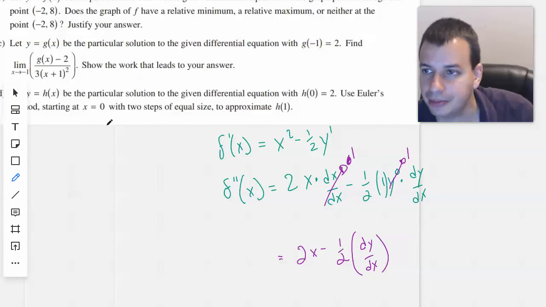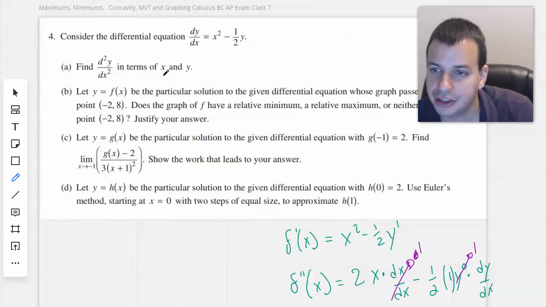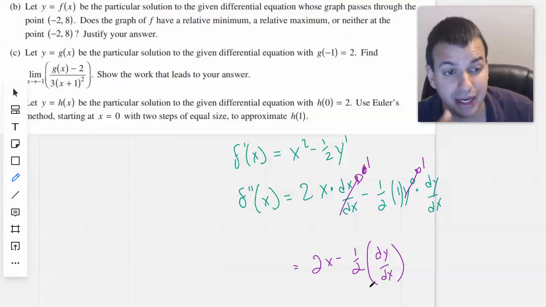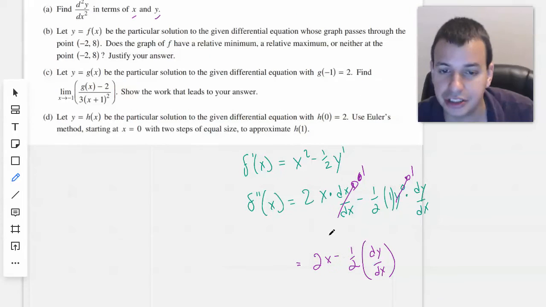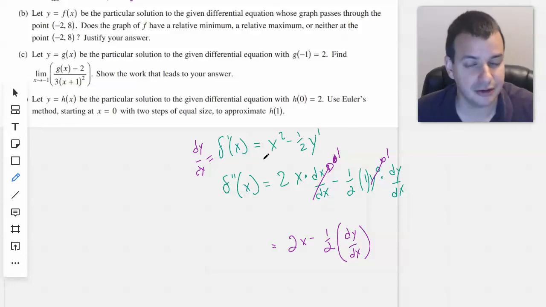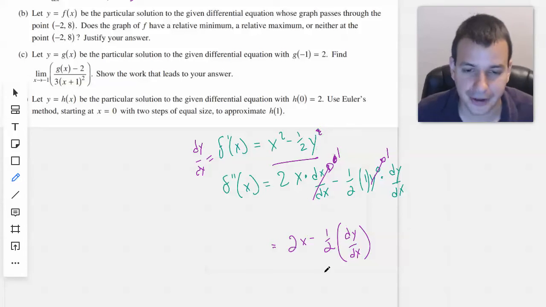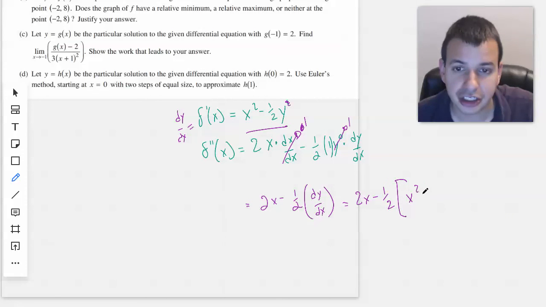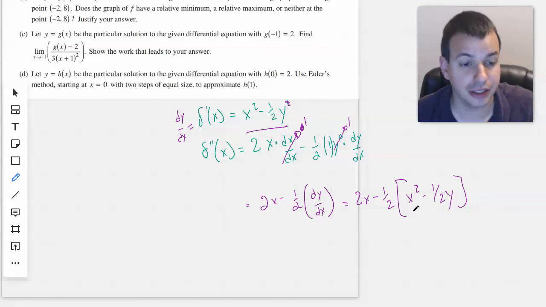Now, what it asked us in the problem was in terms of x and y, which specifically in this case means not dy dx. But, huzzah, we know what dy dx is. dy dx is up here. dy dx is the same as f prime of x, which is this value right here. I'll get rid of that 1 there just for clarity. So what we have then is this equals 2x minus 1/2 times x squared minus 1/2 y. We just plugged it in.